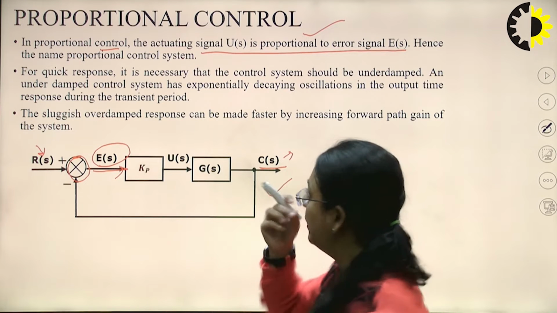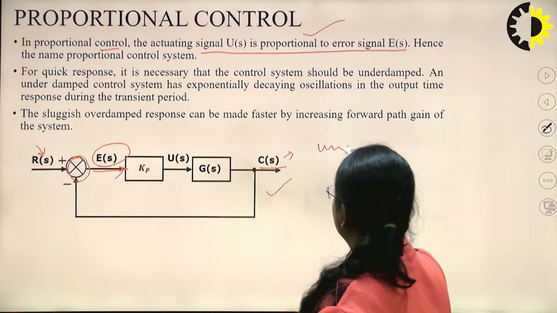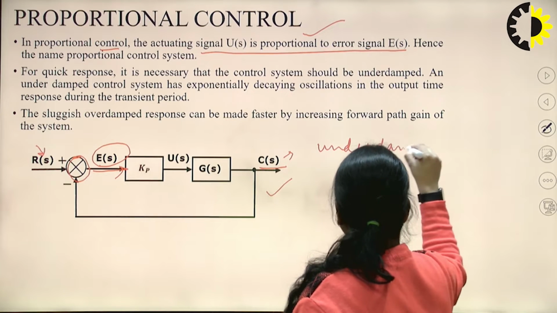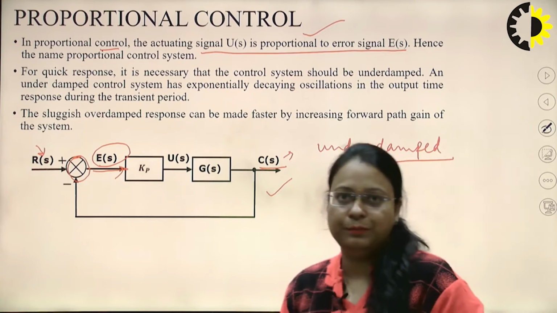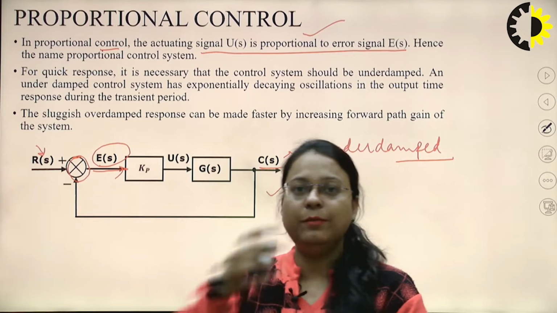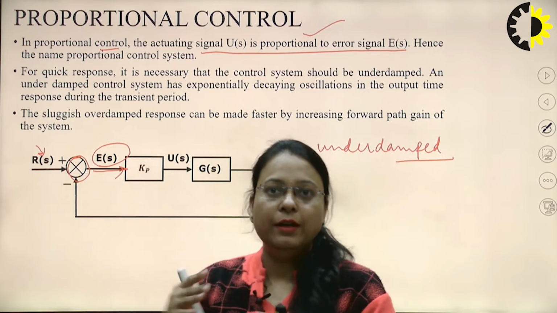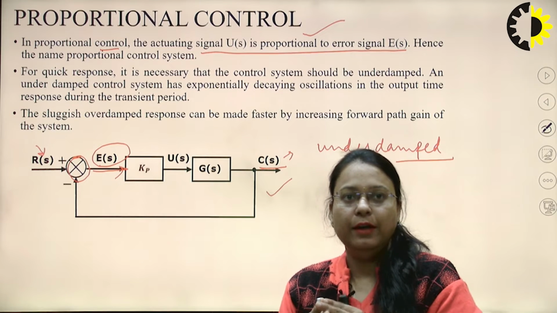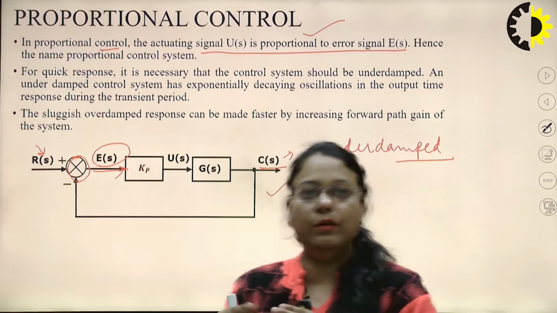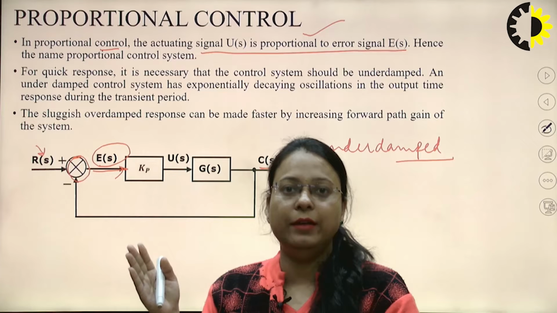It is required that the system be an underdamped system. Why? For a quick response. Because an underdamped system has exponentially decaying oscillations in the output time response during the transient period. And a sluggish overdamped response can be made faster by increasing the forward path gain of the system.